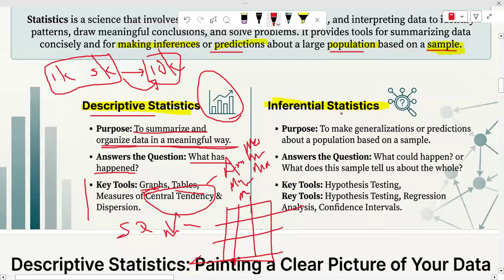The second branch is inferential statistics, as I told you earlier, based on the sample. Based on the 5 ml blood sample, the doctor comes to the conclusion that the particular individual has positive dengue. What is the purpose of inferential statistics? Inferential means sample to population. Sample to population, right? Inference, generalizing.